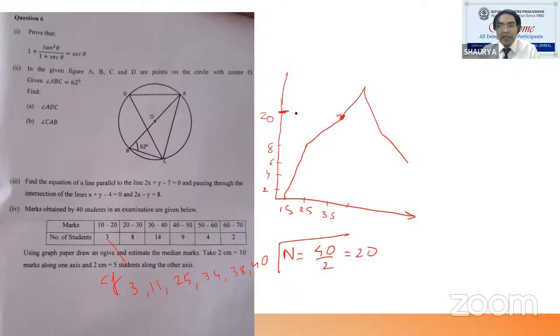I'll see where the 20 falls. I'll draw a line parallel to the x-axis and see where it meets the curve. Let's say it met here. At that point, I'll draw a perpendicular onto the x-axis. The foot of the perpendicular coincides with the x-axis at a value of around 38 point something. This gives us the median from the graphical method, which you call an ogive, right?